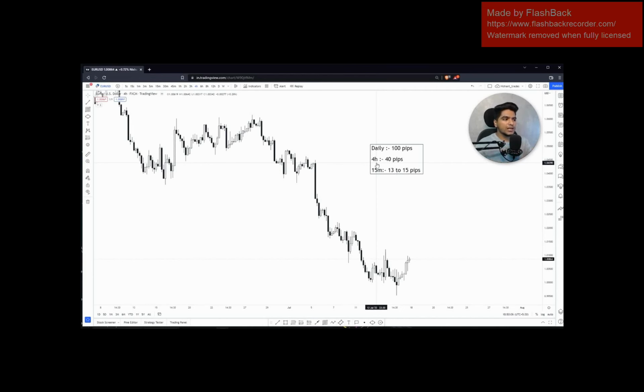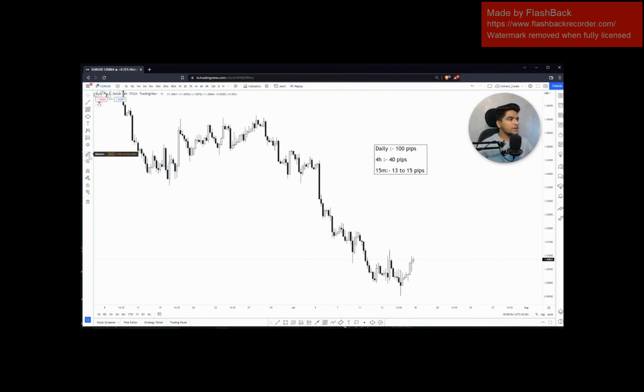Considering all of those criteria, if you have a 100 or 100 plus pips pullback in the daily time frame, then you can consider that to be a considerable pullback in the daily time frame. Now in case of 4H, if you get a 40 pip or 40 plus pip pullback in 4 hours, then we will consider that to be a considerable pullback along with the rest of the conditions. And in 15 minutes, if the pullback is of minimum 13 to 15 points, then we will consider that to be a considerable pullback.